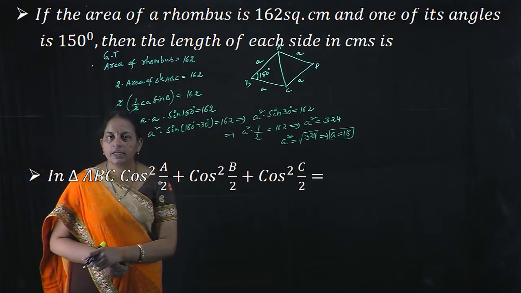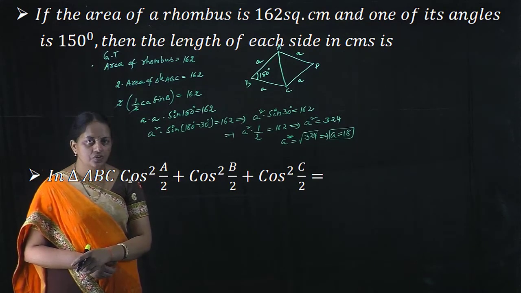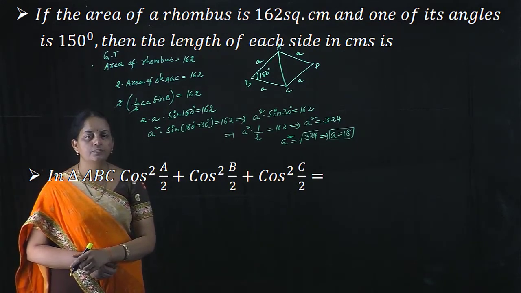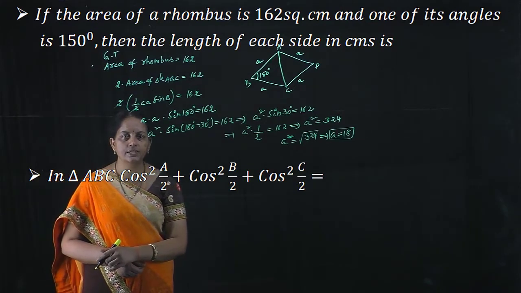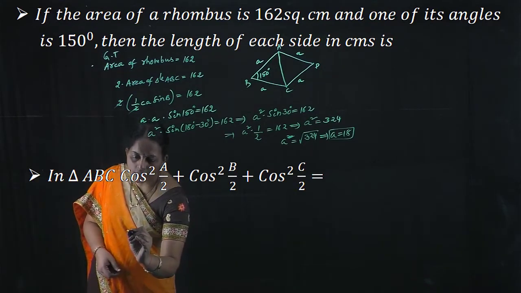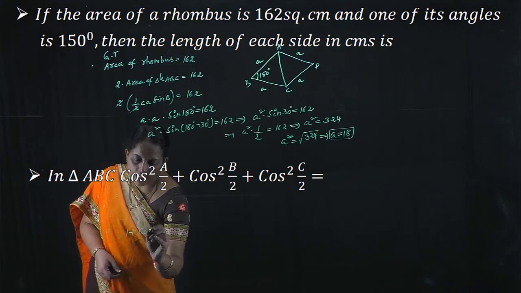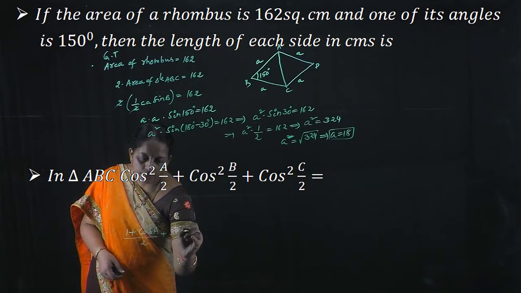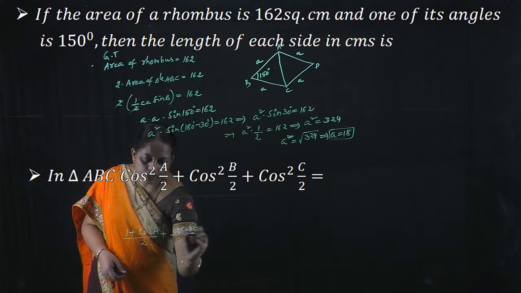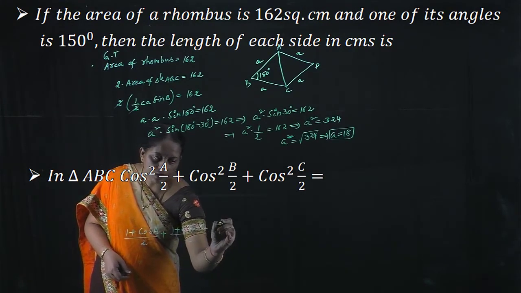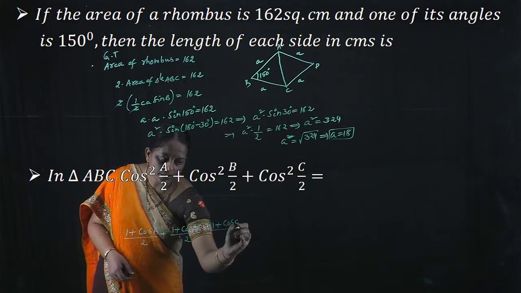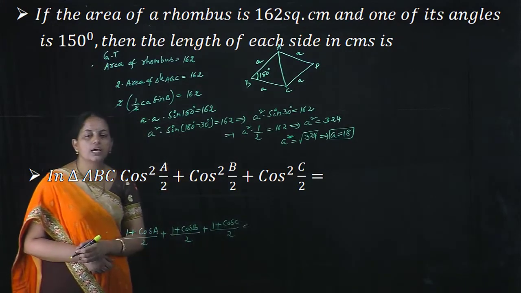Okay, and the next question is, in triangle ABC, what is the value of cos square A by 2 plus cos square B by 2 plus cos square C by 2? Cos square A by 2 can be written as (1 plus cos A) by 2, cos square B by 2 as (1 plus cos B) by 2, and cos square C by 2 as (1 plus cos C) by 2.